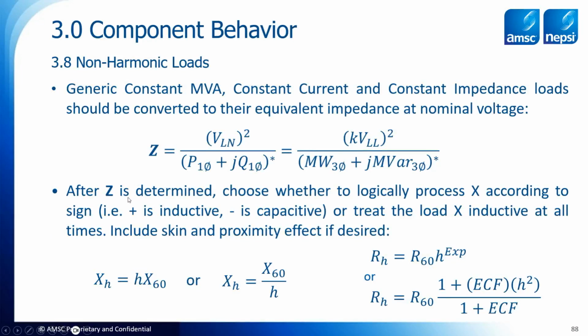And once you know what Z is, which is a complex number, right? It's R plus jX. Now you need to choose how to logically process X for this load. For all loads that are drawing reactive power, which is probably almost all of them, except for the really odd thing that someone might choose to simulate where they put a leading power factor in the load. It's kind of odd, but it's there and it happens. You have to choose how to logically process X.